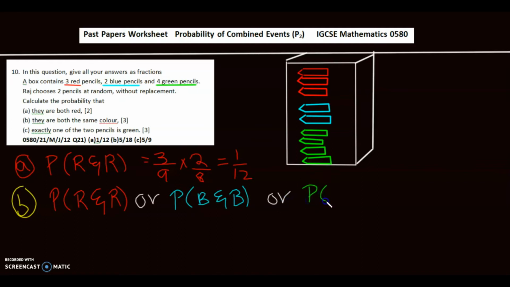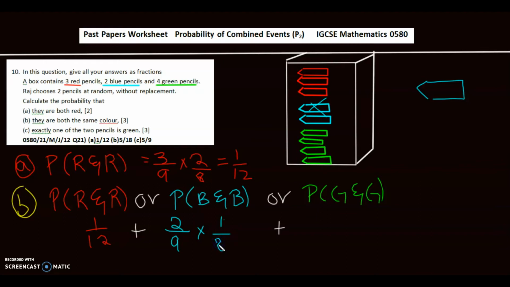So we'll find all the probabilities. We already have probability of red and red, which is 1 upon 12. Then OR means add. Here also OR means add. Probability of getting a blue and then again a blue would be 2 upon, we have 2 blue pencils, and then we have total 9 pencils, times, if you've chosen a blue pencil, it comes out, and we assume now that we have only 1 blue pencil inside, and total we have 8 pencils inside. So 1 upon 8.